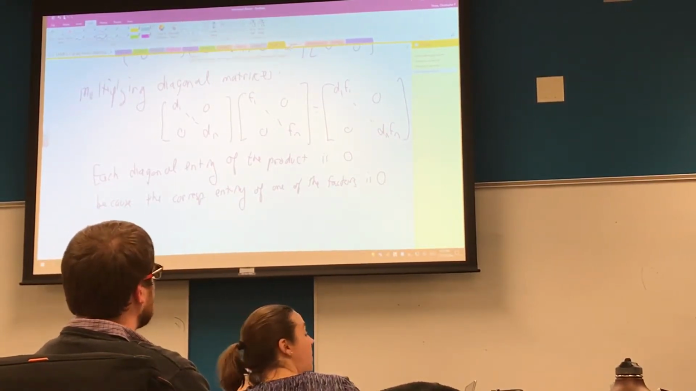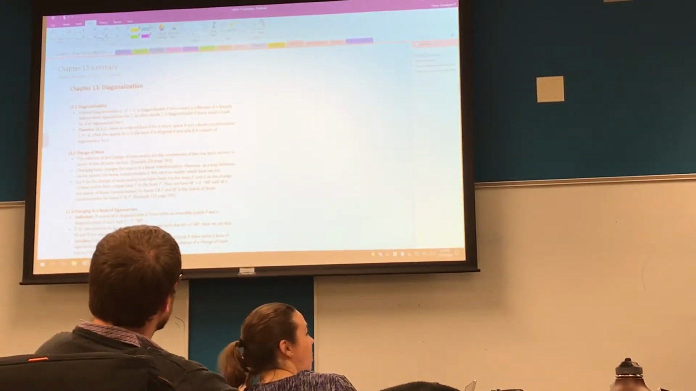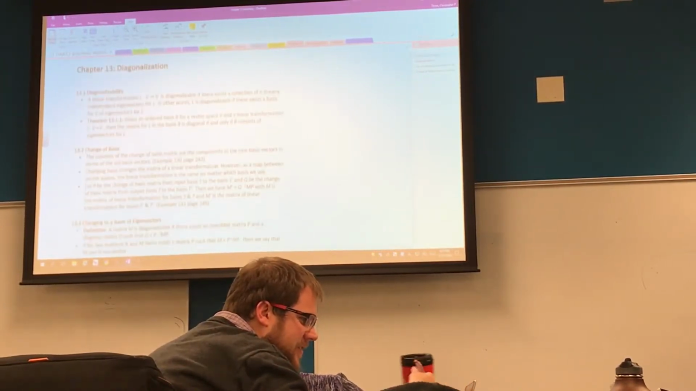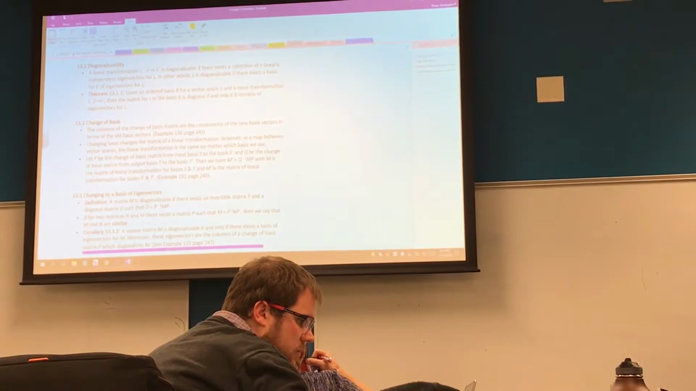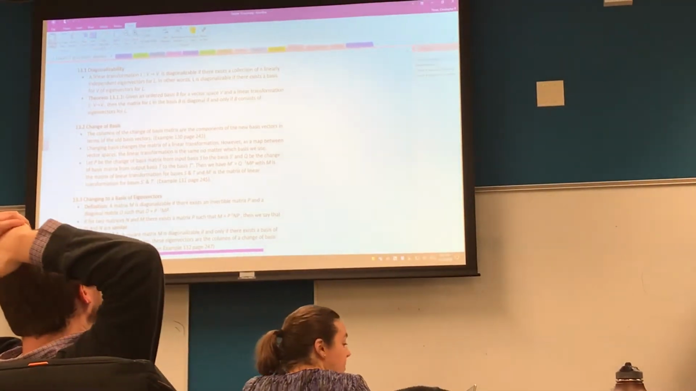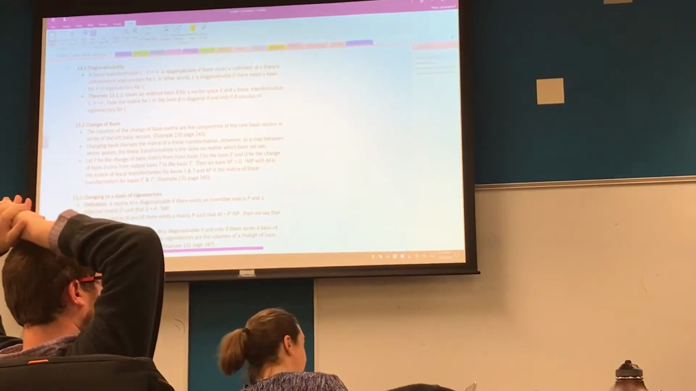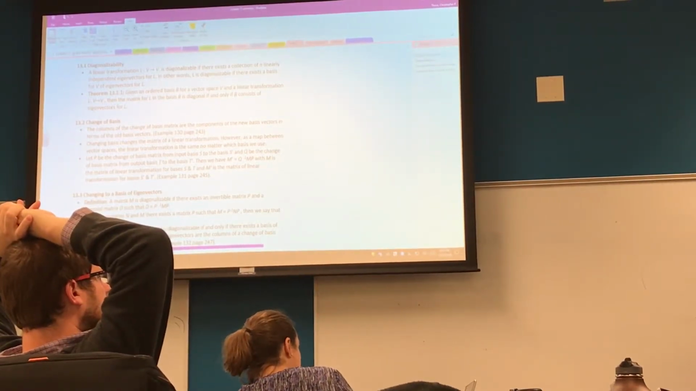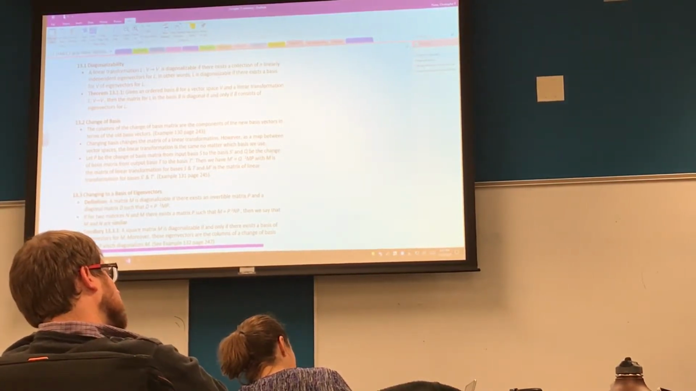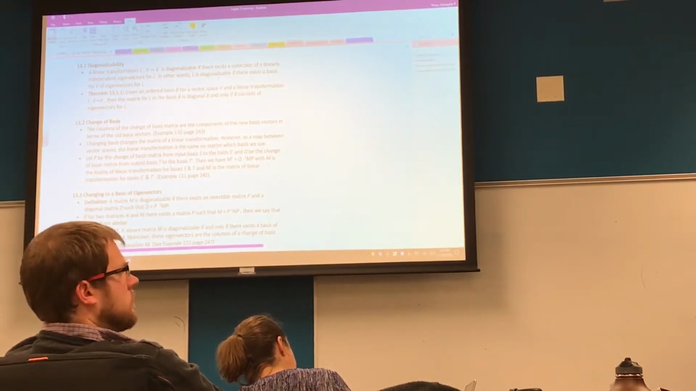All right, now chapter 13, I always think of bankruptcy, so this is the bankrupt chapter. Now, there's really three ideas in this chapter. One is just general change of basis. Another is diagonalizability. And another is linear transformation, changing linear transformations under change of basis. So those are really the three ideas.